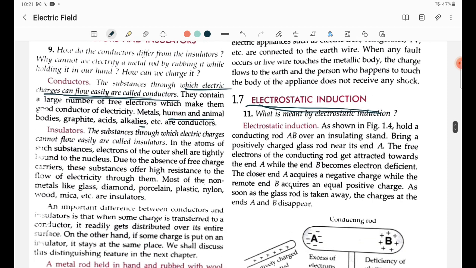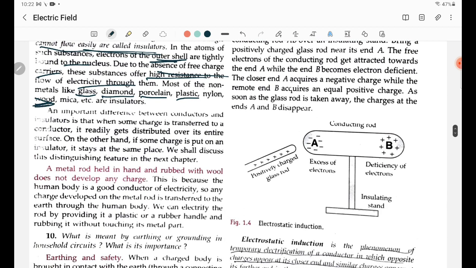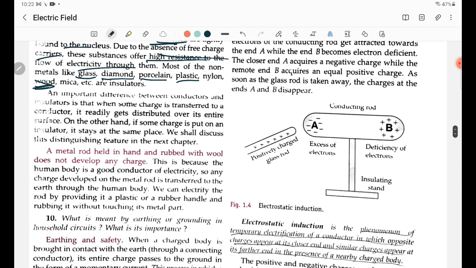Okay, insulator. Wood is an insulator. What is happening here is that charges cannot flow easily, because the outermost shell electrons are very tightly bound. There is an absence of free charge carriers and high resistance to the flow of electricity. Examples: glass, diamond, porcelain, plastic. Wood is a very important example. The more important difference between conductor and insulator concerns charges transferred to a conductor, whatever I was telling you. Suppose this is a conductor.